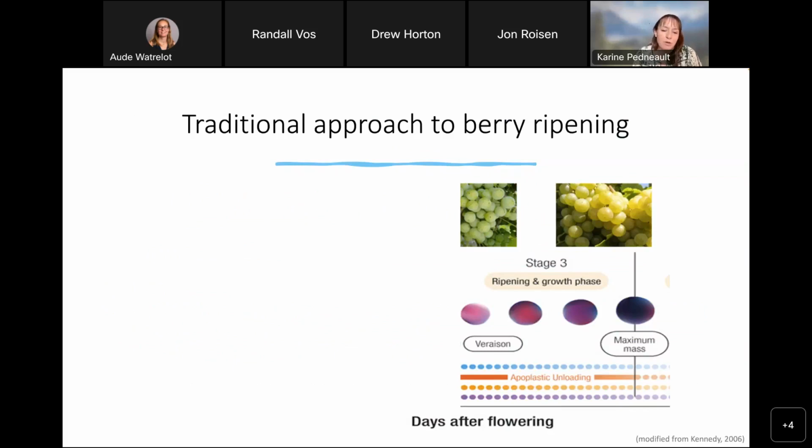So I'm going to present a slightly different approach to berry ripening. The traditional approach that you can see here is that you consider berry ripening from veraison. Berries are developing, they are green, they are hard, and then at a point they actually start to ripen during veraison. This is usually how we consider berry ripening.